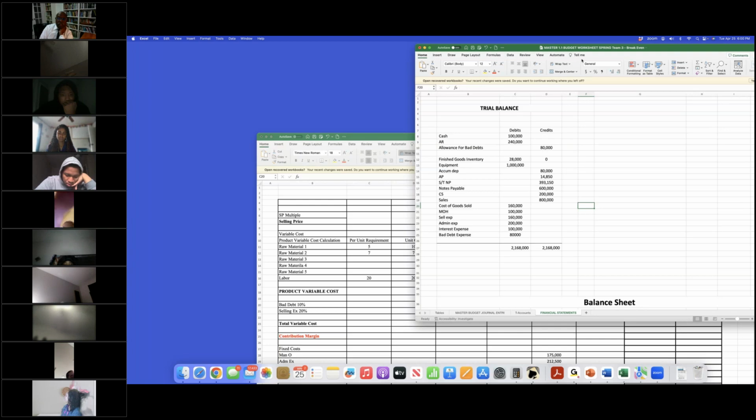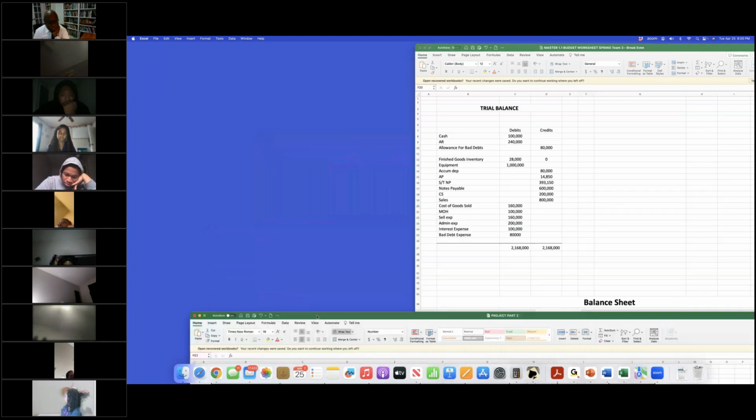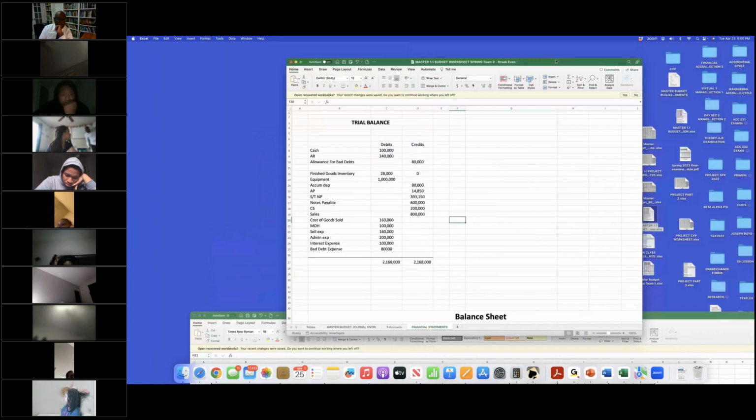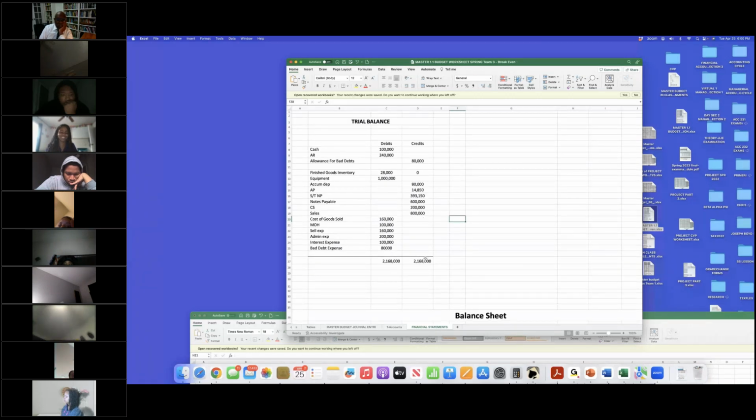But this is well done because you can see the corrections. It's just one little thing, it's kind of detail, but it's a matter of picking it up. Once we pick that up and make that change, and we get a balanced trial balance of 2168, then our financial statement should run off of that.